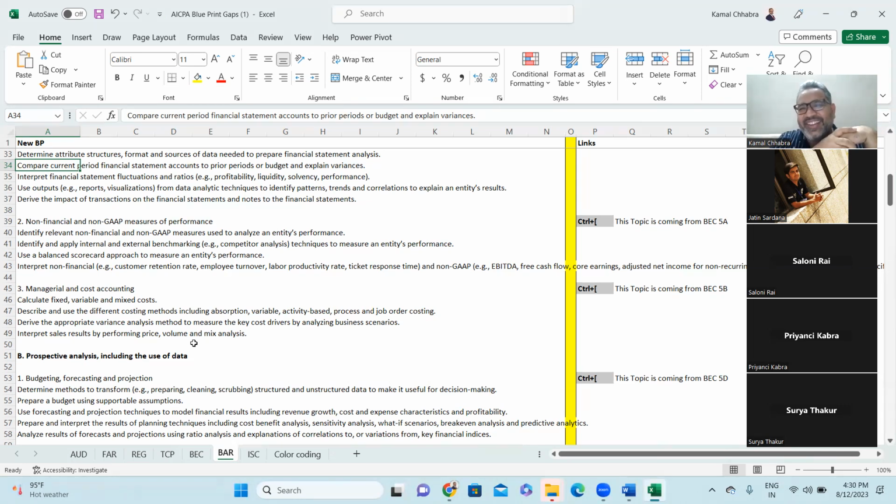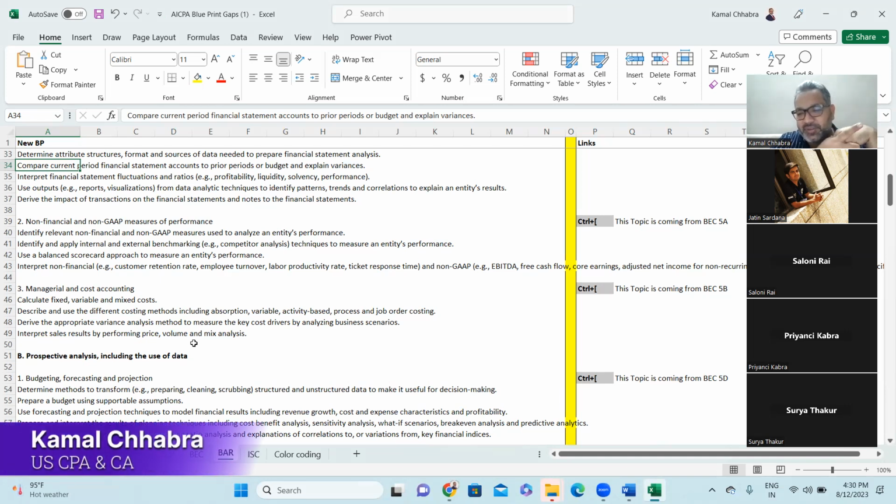Those non-financial and non-GAAP measures used to analyze performance include identifying and applying internal controls, external controls, internal or external benchmarking, the balanced scorecard, or interpretation of non-financial data, for example customer retention rate. Have you heard of CAC, cost of customer acquisition? If you watch Shark Tank, you might know a few key terms used for analysis of financial statements. CAC is the amount you pay to acquire a new customer. Those are all non-financial and non-GAAP measurements, and we'll be studying them here.